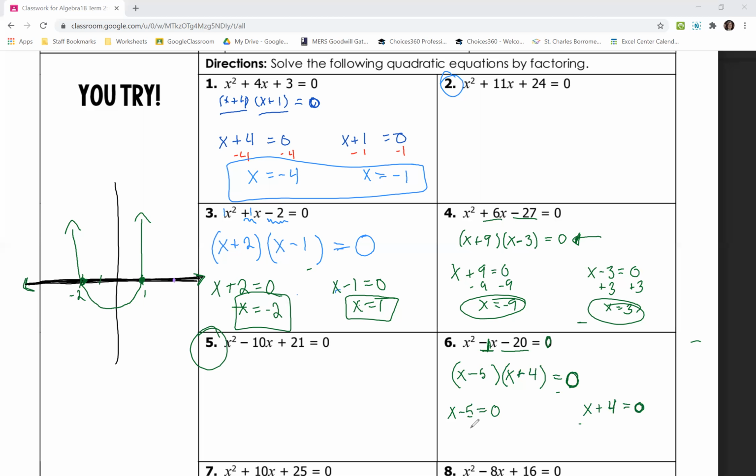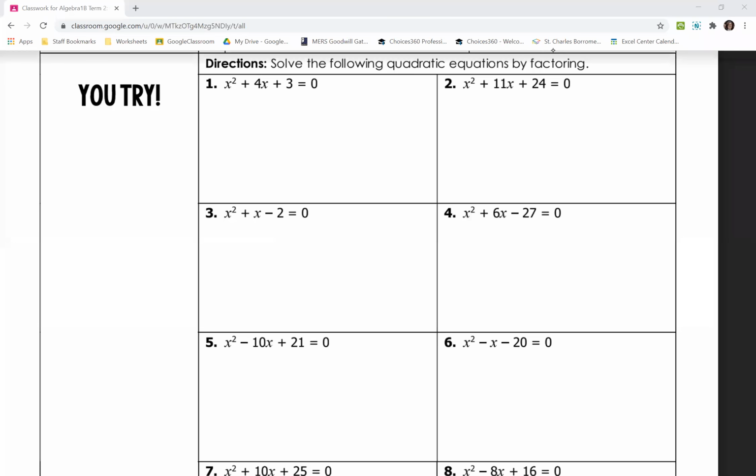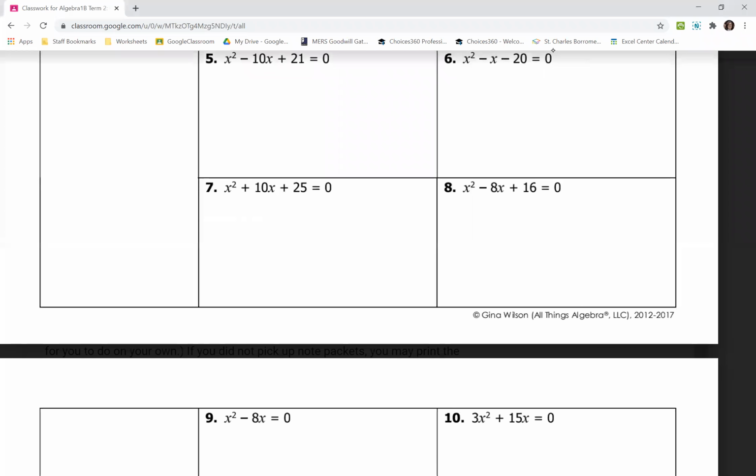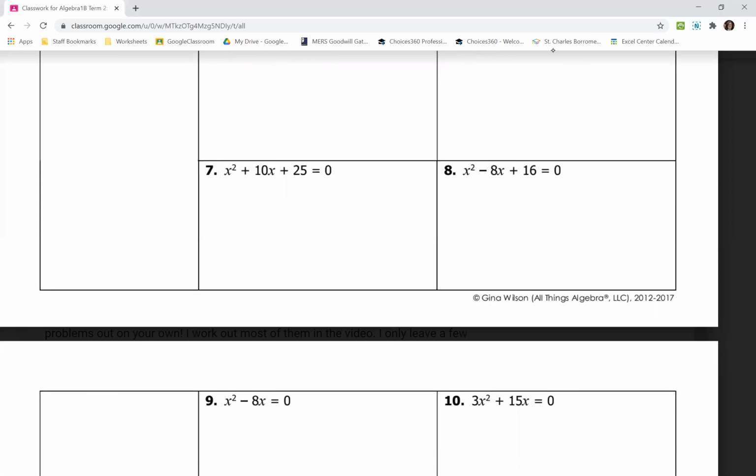So x minus 5 equals 0, so that means x equals a positive 5, right? Add 5 to both sides. x equals a negative 4, okay? So those are my two answers. Okay, so I'm going to leave number 7 for you guys.